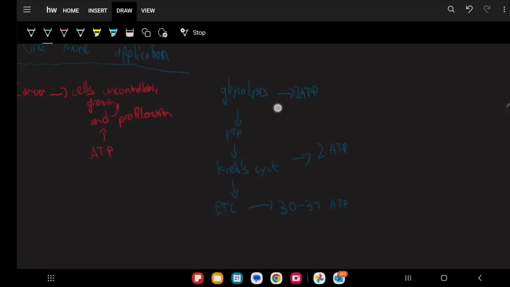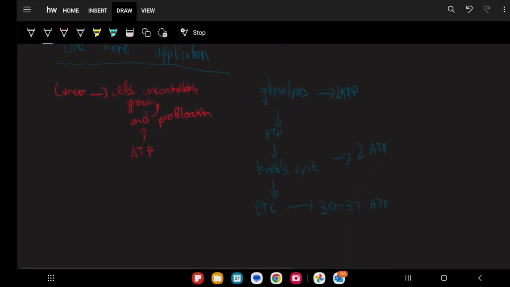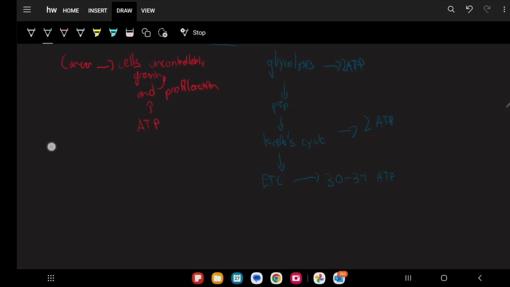And so you'd assume that cancer cells utilize the electron transport chain to get as much ATP as possible and then grow uncontrollably and proliferate as much as possible. But this is actually not the case. This paradox is called the Warburg effect or paradox.